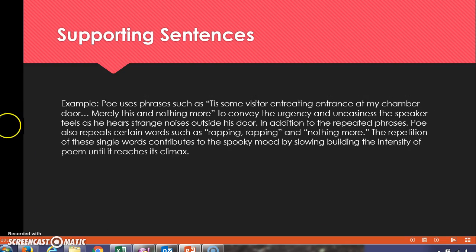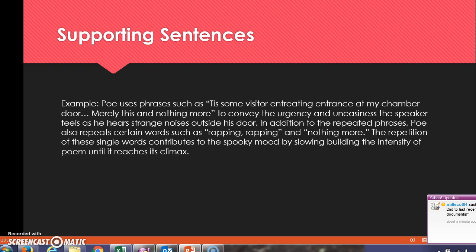Here's an example of some supporting sentences, and these all support that initial topic sentence that I read to you guys. Here it says, Poe uses phrases such as, "'Tis some visitor entreating entrance at my chamber door. Merely this and nothing more," to convey the urgency and uneasiness the speaker feels as he hears strange noises outside his door. In addition to the repeated phrases, Poe also repeats certain words such as rapping, rapping, and nothing more. The repetition of these single words contributes to the spooky mood by slowly building the intensity of the poem until it reaches its climax. So here they give us tons of examples from the text.